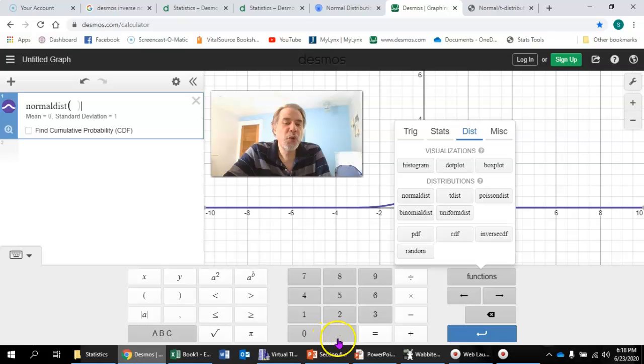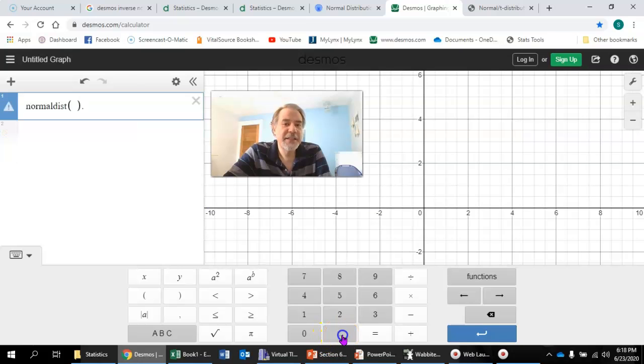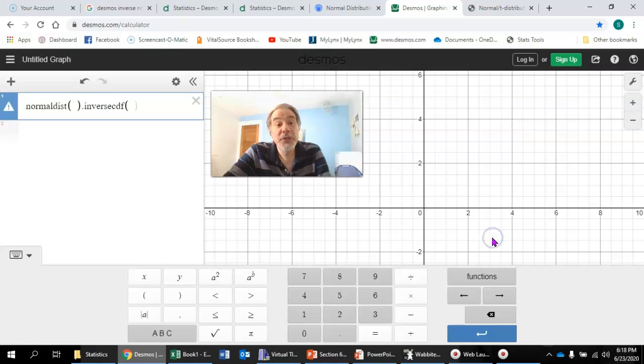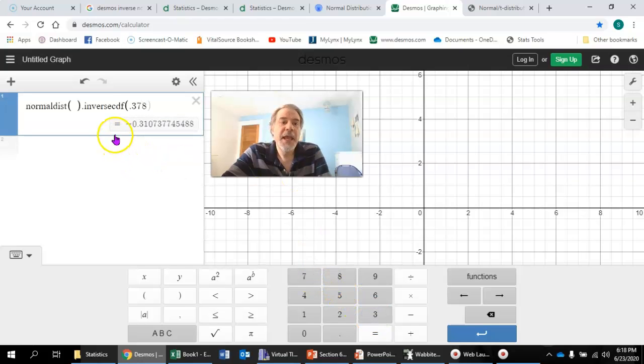I'm going to click on the dot, and then I'm going to go back to the Functions menu and select Inverse CDF. And now, inside that second set of parentheses, I'm going to put my number, which was 0.378. And then what shows up in this little box, that is the answer. That's the z that I was looking for. It's about negative 0.31.